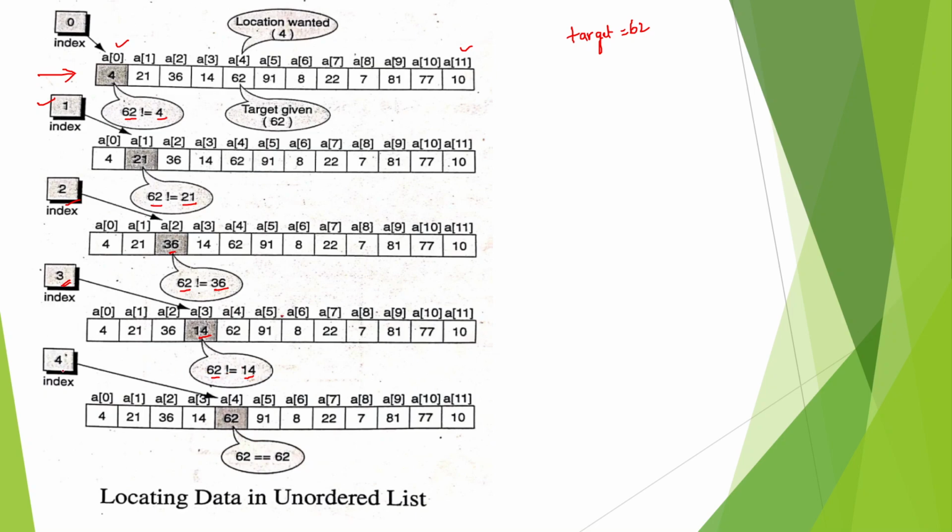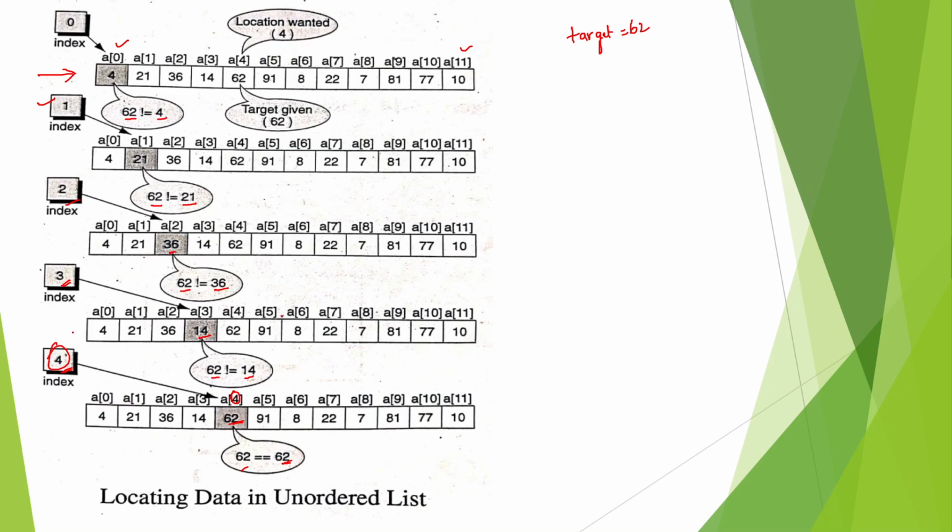So one more time, increment the index and go to the next index item, which is 62. Now our target is 62 and the fourth index item is also 62. So it is a match. If it is a match, we need to return this index value. The index value 4 we need to return as our result, as our output, so that we can print the target 62 is found at index 4. Like that we can print.